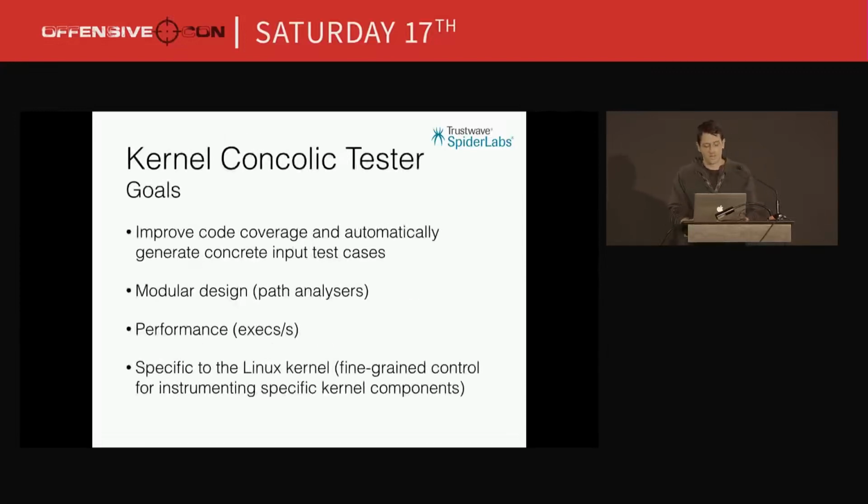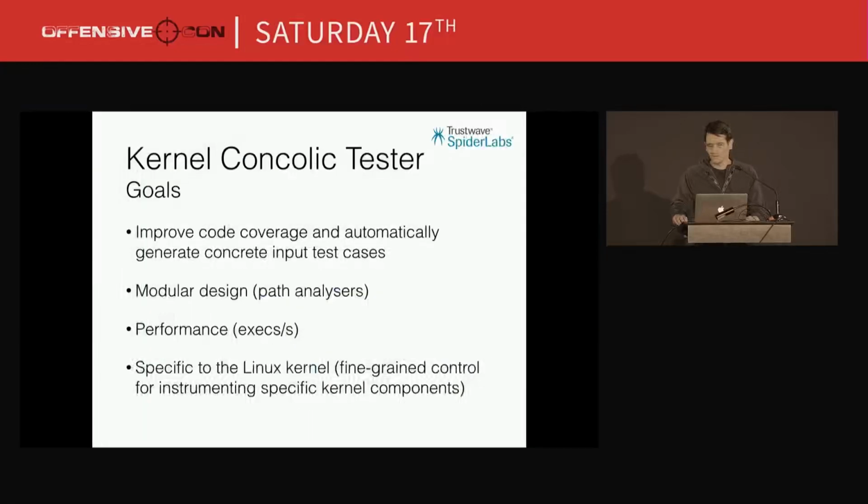Now, because of this, we've decided to implement our own concolic execution engine, and we've decided to implement it in the kernel, unlike this hypervisor approach. And the idea was to improve code coverage and just automatically generate concrete input test cases. So if we find a bug, we can just automatically generate user inputs that can trigger that bug in the kernel. It has a modular design, even though right now there's only one module for path analysis, but you can add more modules, and the idea again was performance really. Because of S2E, the performance in terms of executions per second was quite slow, and we thought if we implement it in the kernel natively without any hypervisor support, it would be extremely fast.